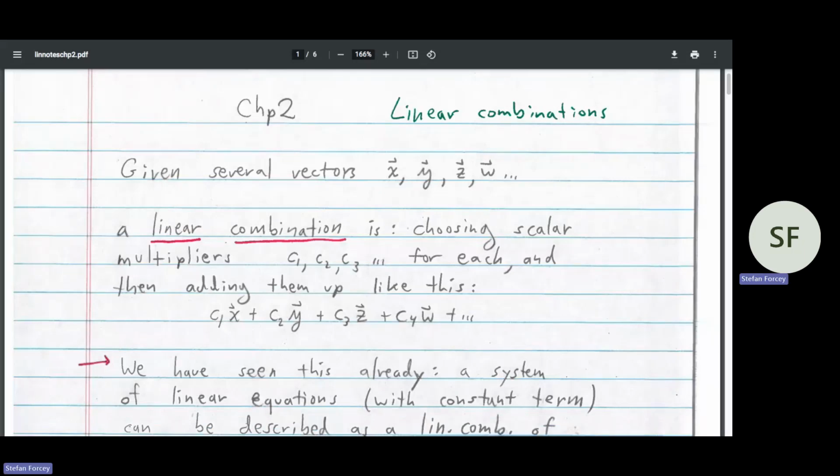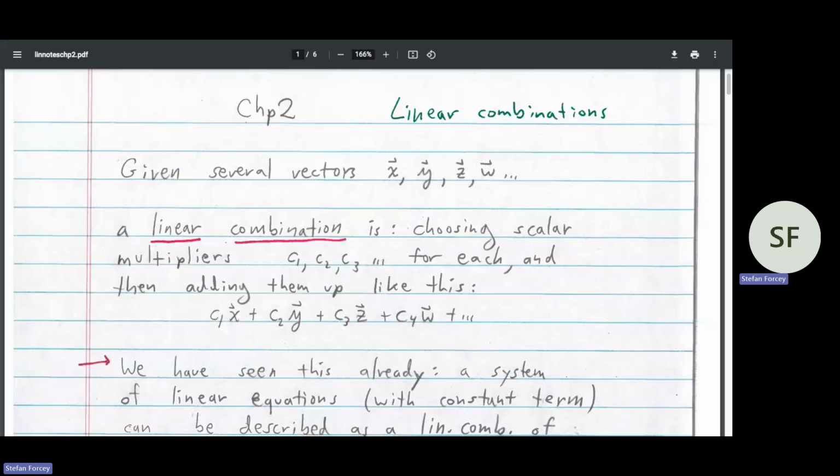Here's a quick introduction to Chapter 2, where the main topic is linear combinations. Now, this is actually something we have seen already, but now we're going to have some new words to put to it. So here's the definition.